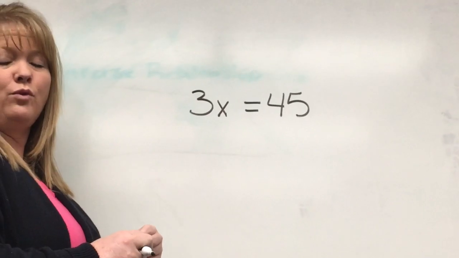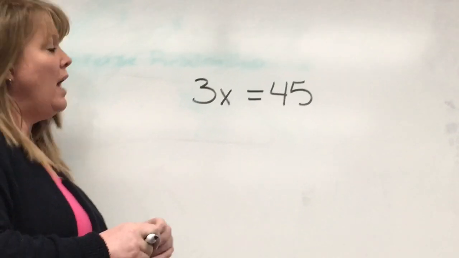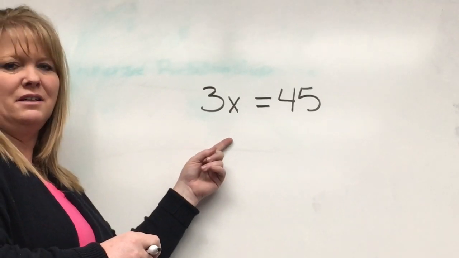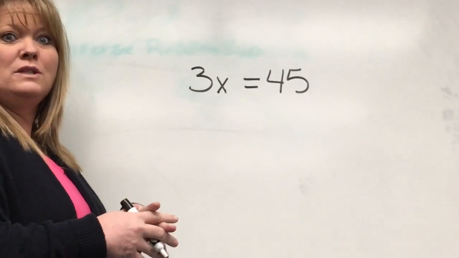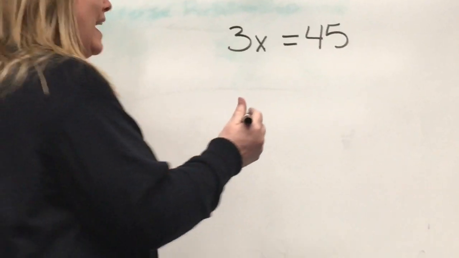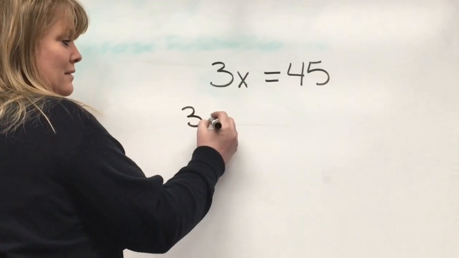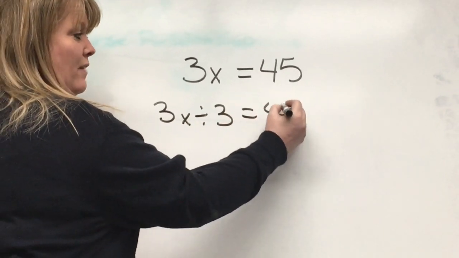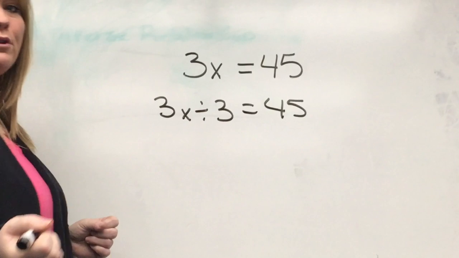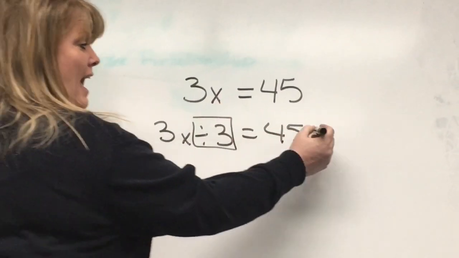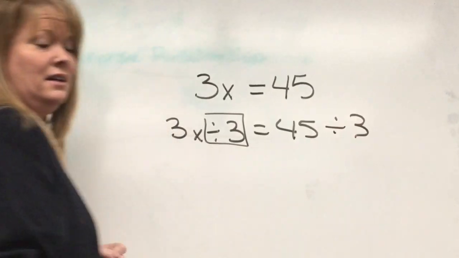3x equals 45. Okay, well, I know 3x is 3 times x. So using my inverse operations, I know I'm going to have to divide by 3. 3x divided by 3 equals 45 divided by 3. And then because of my property of equality, I know what I do to one side, I have to do to the other side.